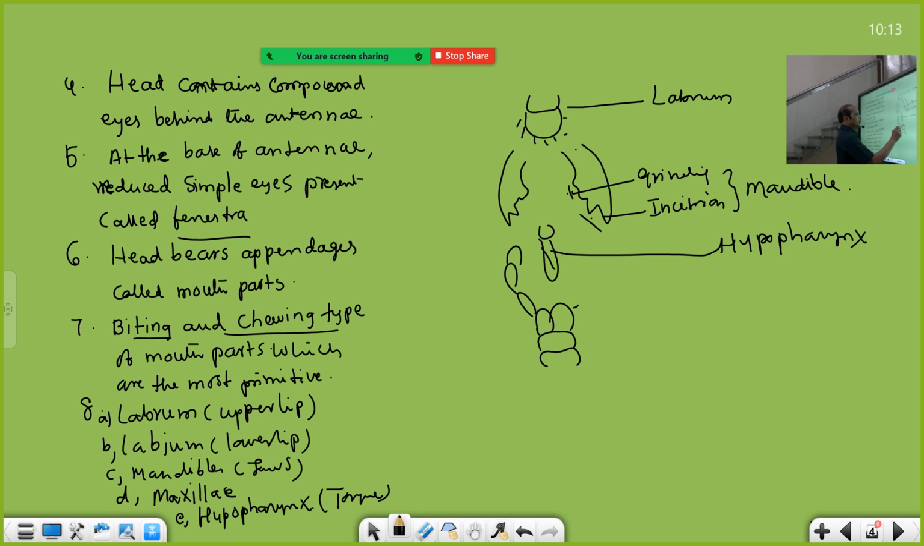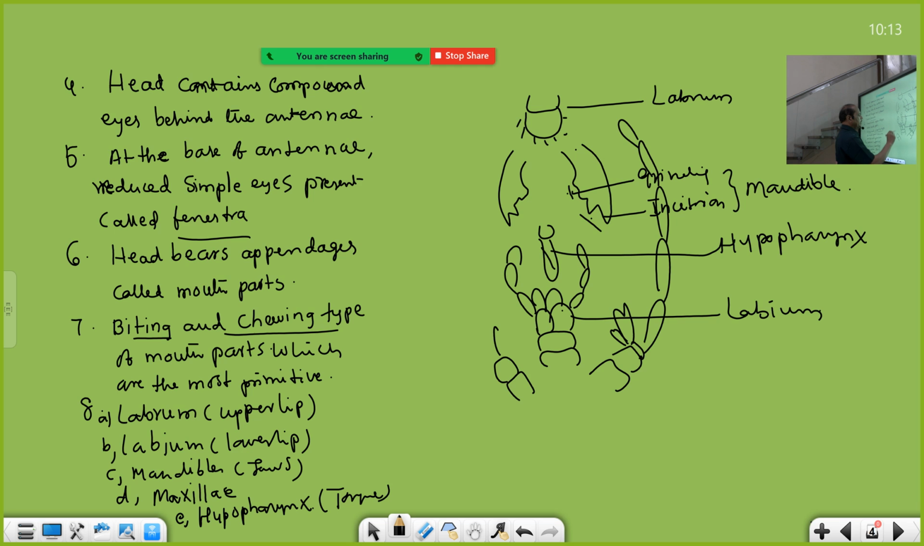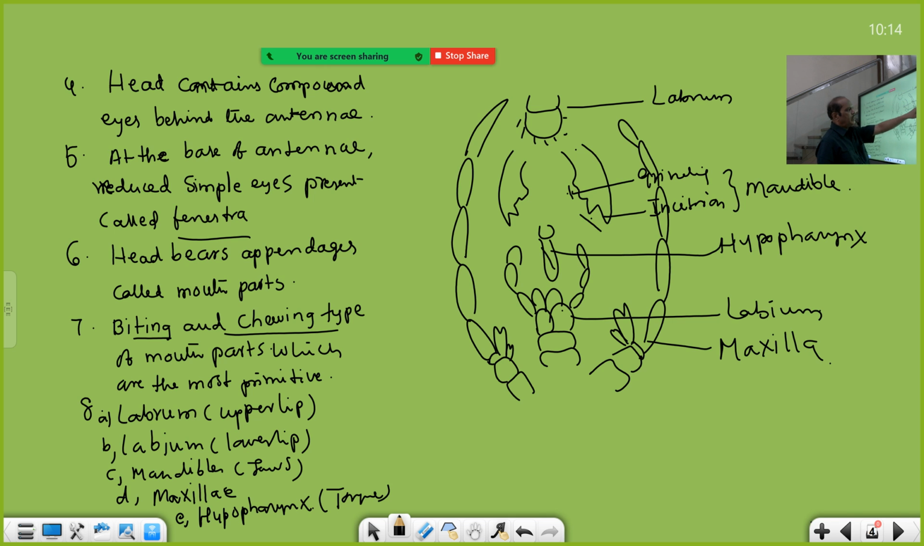So this is labium. I am drawing here. This is labium, paraglossa and glossa. This is labium or lower lip. And lastly maxilla: cardo, stipes, galea, lacinia, with 5 jointed maxillary palp. This side cardo, stipes, galea, lacinia, and 5 segmented maxillary palp also there. This is maxilla. So all the 5 parts I have mentioned here: labrum or upper lip, labium or lower lip, mandibles or jaws, hypopharynx and maxilla. These are the mouth parts of cockroach. Okay.